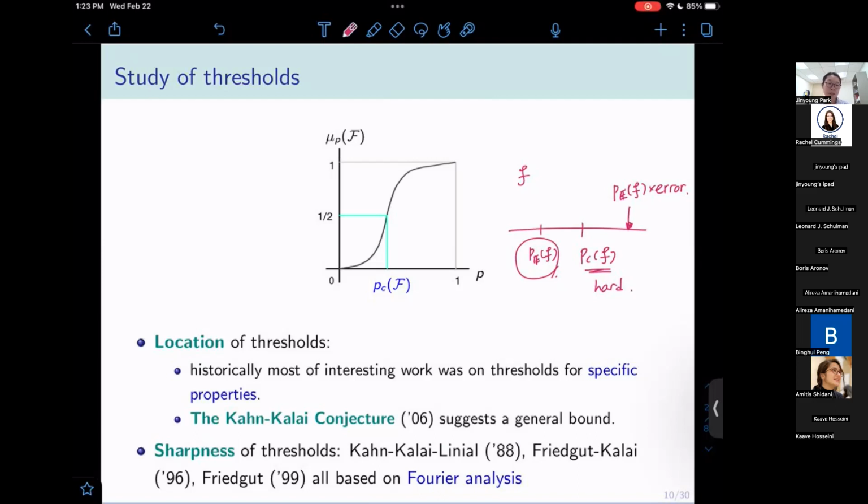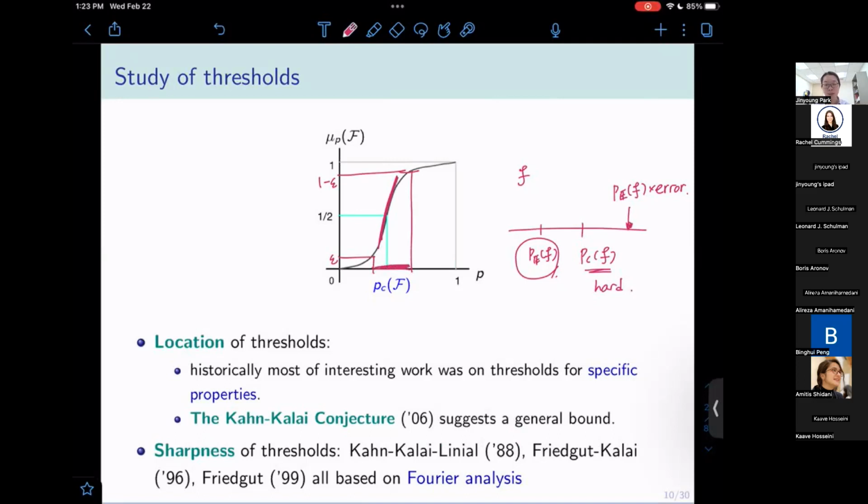And the second direction is called the sharpness of thresholds. Roughly speaking, sharpness means how steep this function is. Or in other words, if we want to reach from epsilon to 1 minus epsilon, how long does it take? So what's the length of this interval? This is called the sharpness of thresholds.